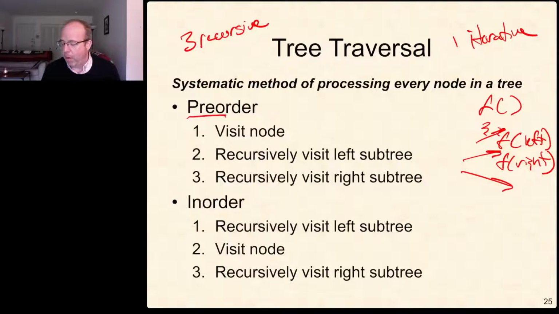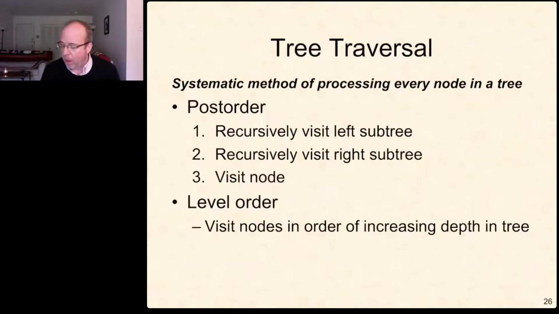So in pre-order, we visit the node before we recursively visit the 2 subtrees. In order, we visit the node between recursively visiting the subtrees. So pre is before, in is in between. For post order, we're going to recursively visit the trees and then visit the node last. And something called level order, which is also called breadth.